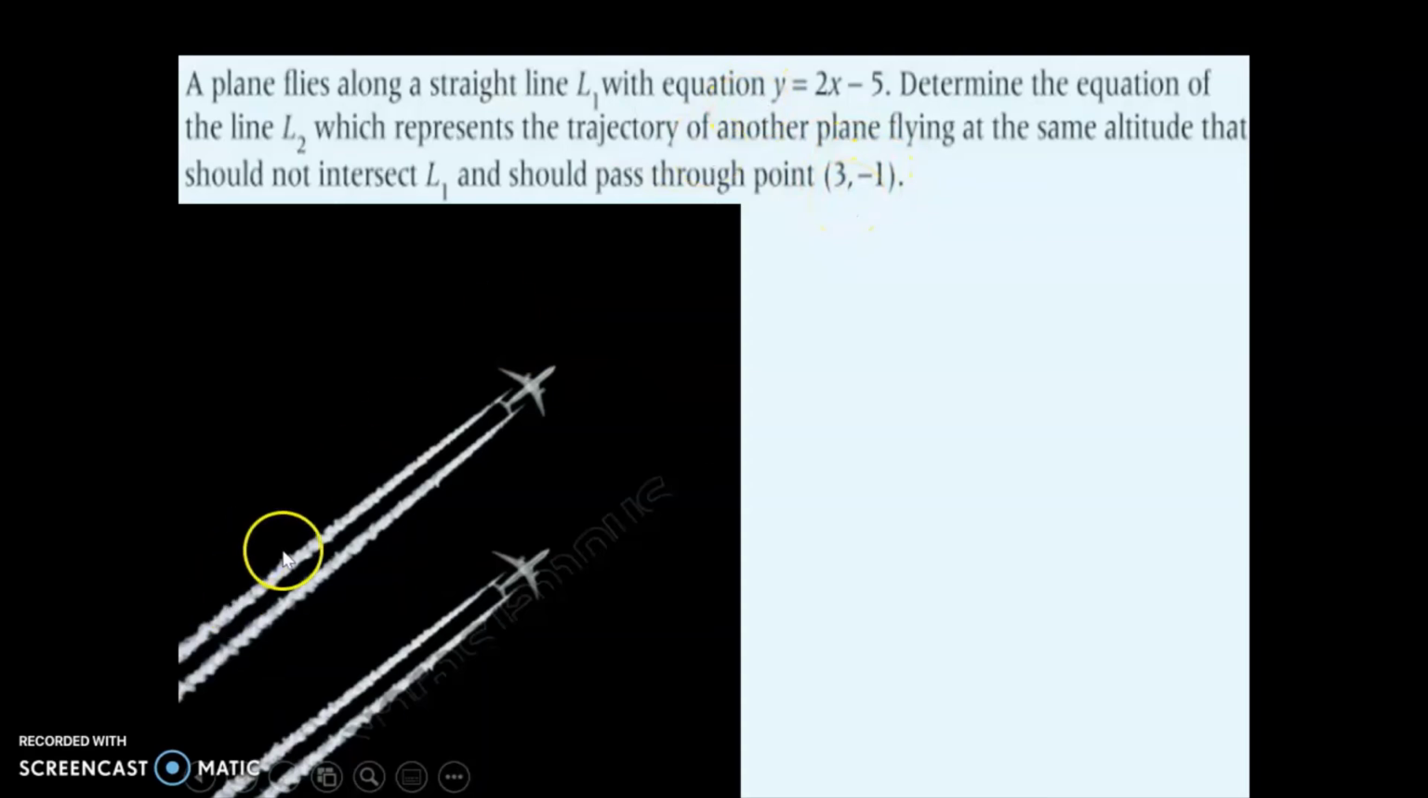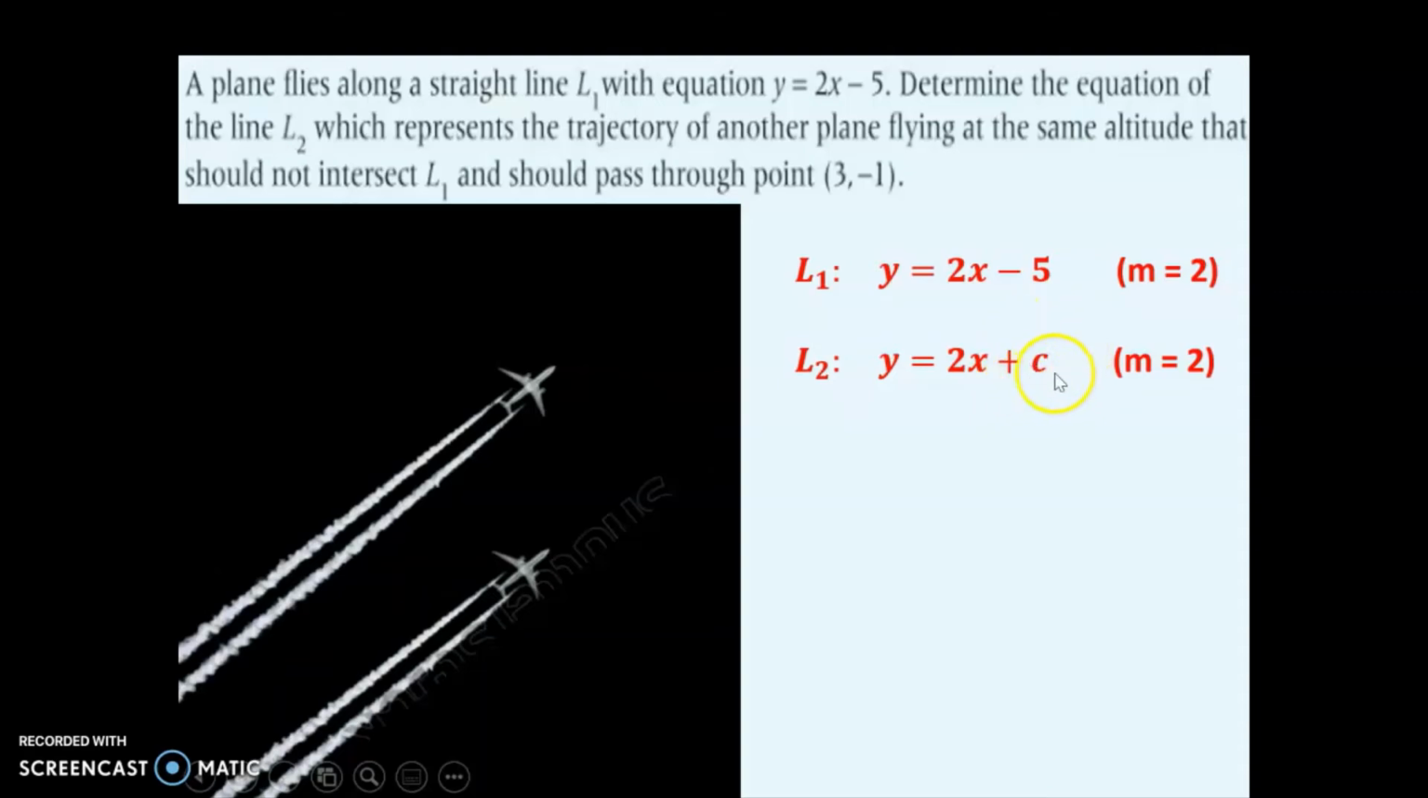Okay, so we have the equation of this plane, and we have a point that this plane will pass through. So what's the equation of this one? And remember, to write the equation of a line, we need a point, and we definitely need the slope. So do we know the slope of the second plane as well? I hope your answer to that was yes. We know line 1 is this, therefore the slope here is 2, and we know line 2, if it's going to be parallel, must have the same slope. So here's our equation for line 2.